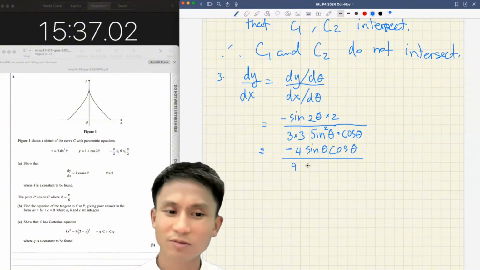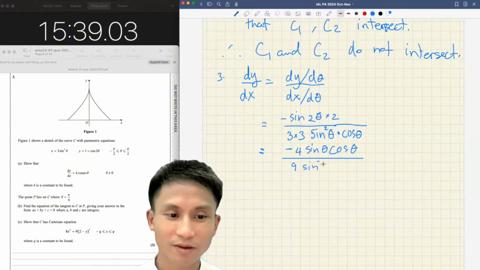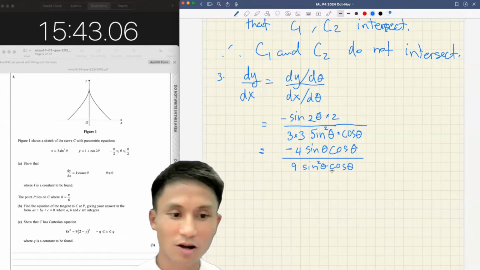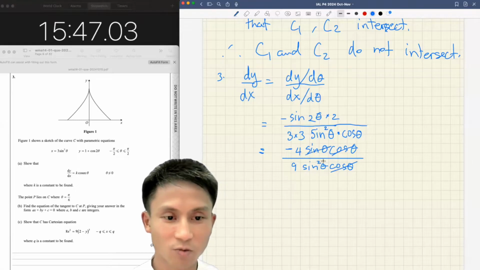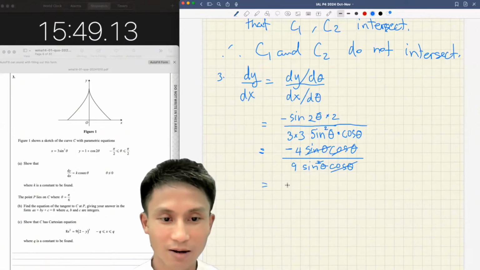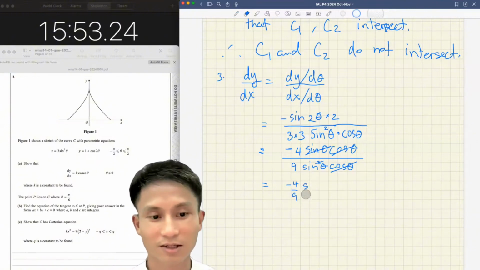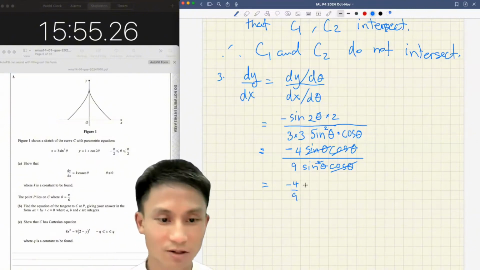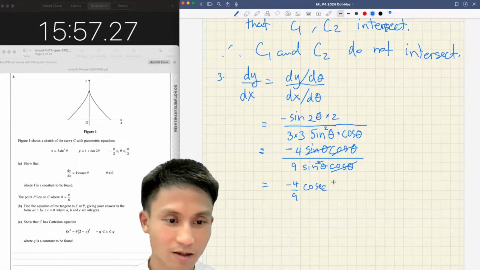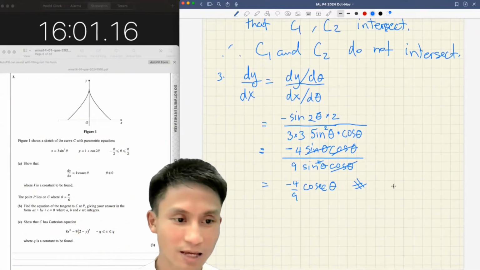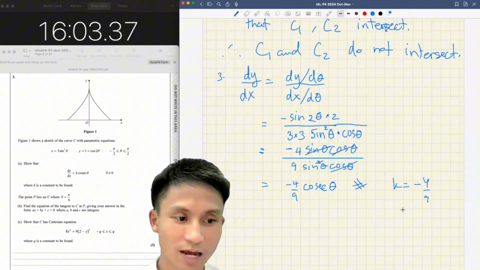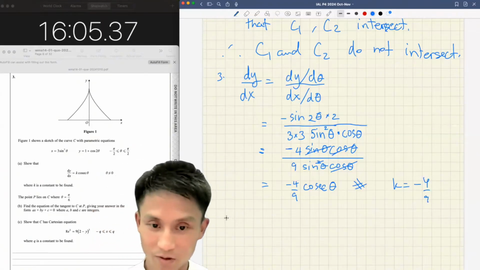So a sine squared, I'm just going to keep it. Cos squared. All right. So cos cancels with cos, and then sine cancels with 1 over sine. I get minus 4 over 9 cosec, right? Because the reciprocal of sine is cosec. All righty. That is fine. So k is minus 4 over 9. Just telling that, yeah? No big deal.